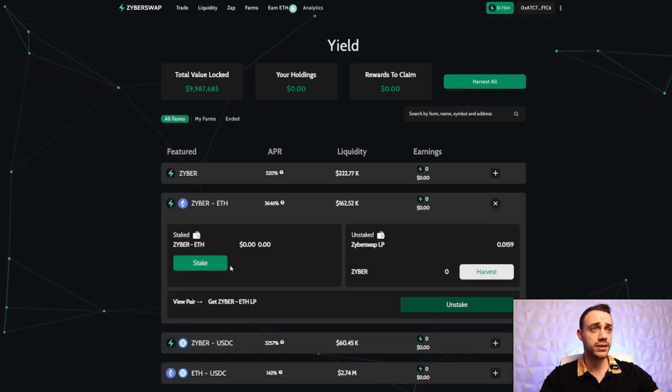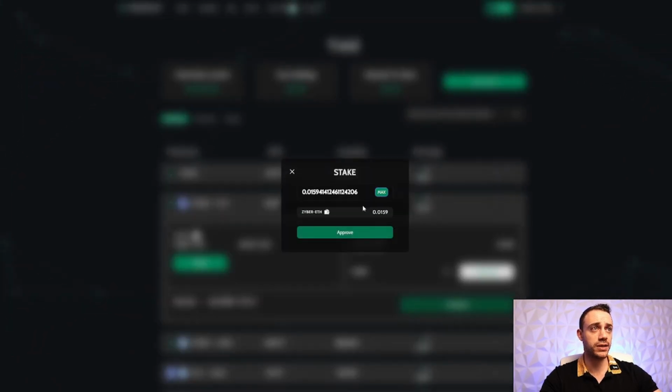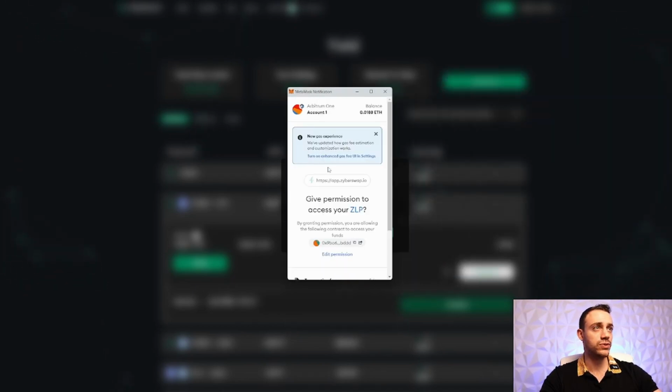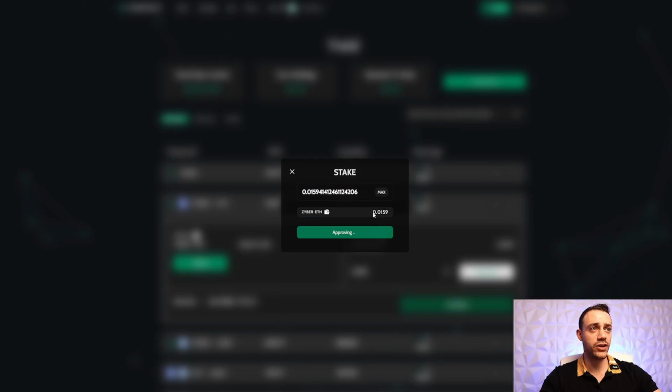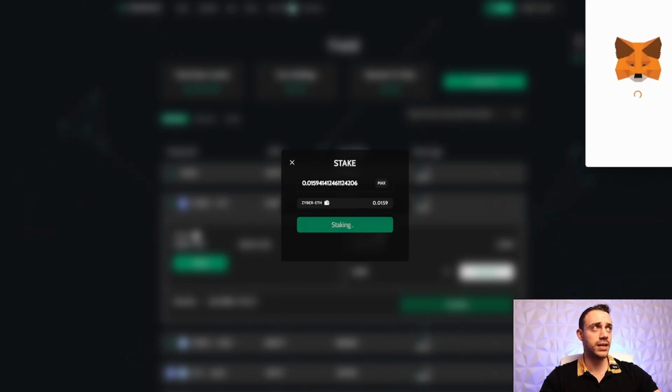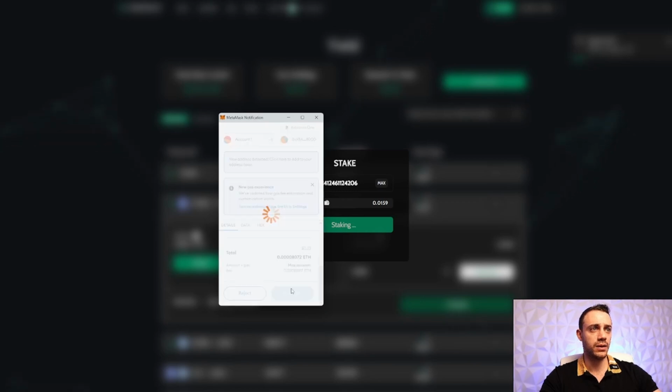And we can hit stake here. We can stake our LP tokens, and I just got these by depositing that one Zyber into the pool, as you saw, right? So this is just how to use the protocol here, how to deposit into the farms. So let's go ahead and stake it here. Make sure that it goes through.